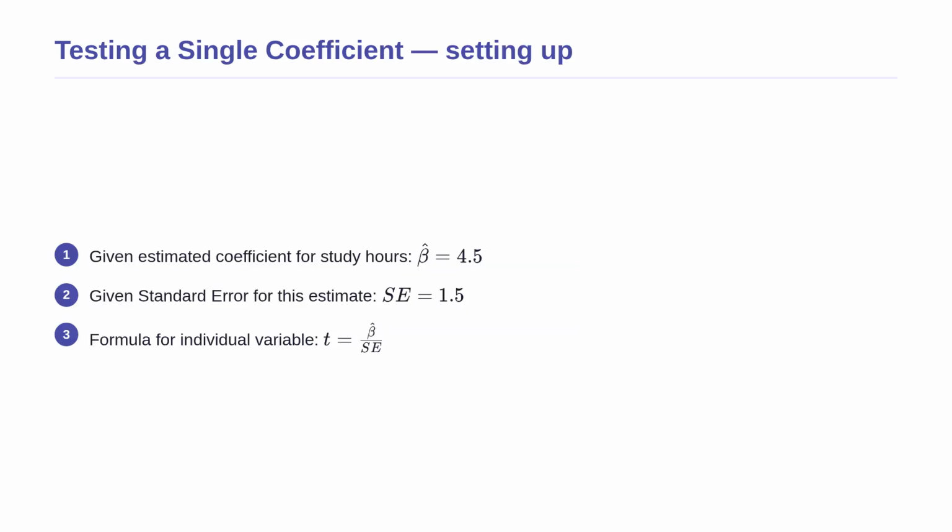Before we move on, let us see this with a concrete example. Let us imagine we are predicting a student's test score based on the number of hours they studied. We are given that the estimated coefficient for study hours is 4.5, meaning we expect the score to go up by 4.5 points per hour. However, we are also given that the standard error for this estimate is 1.5. We need to determine if this effect is statistically significant or just random noise. To solve this, we choose the individual t-test formula because we are evaluating a single predictor. We will take our estimated effect and divide it by the uncertainty of that effect.